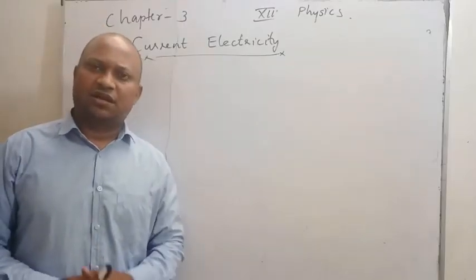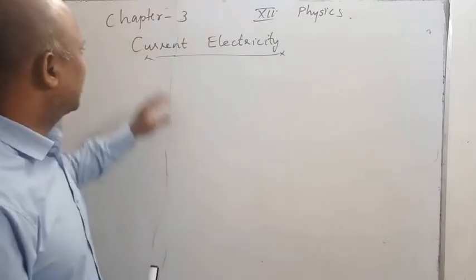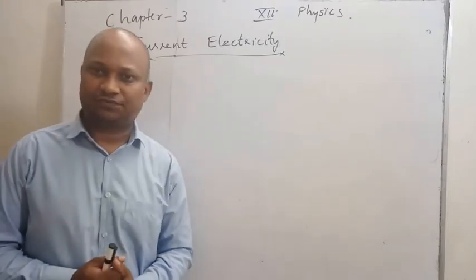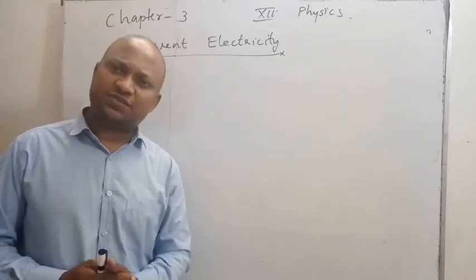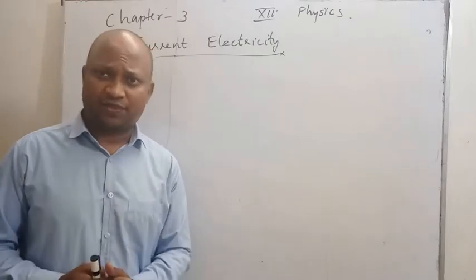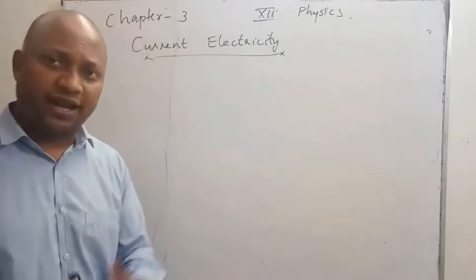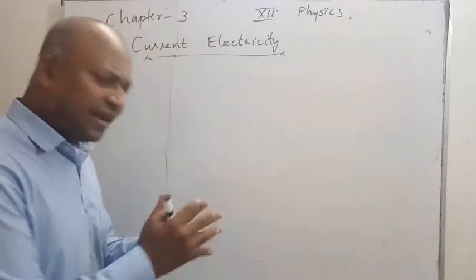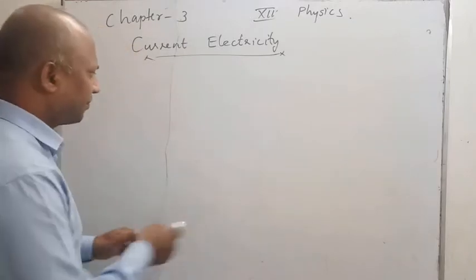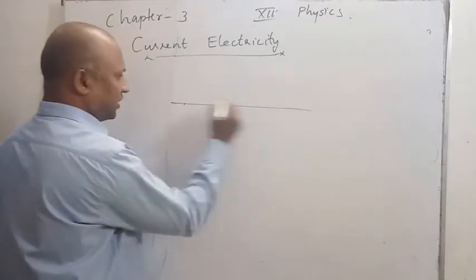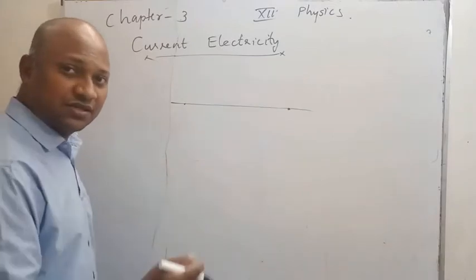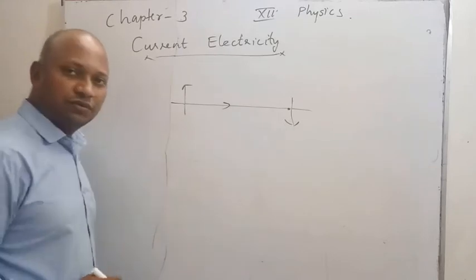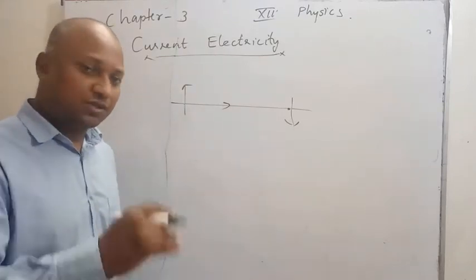Hi students, today we are going to discuss chapter 3, 12th physics, current electricity. In the last two chapters we discussed charges at rest, but from this chapter onwards we'll be dealing with charge in motion. Mainly, what causes the charge to move? That concept we have already learned, that is potential difference. If there is a higher potential here and a lower potential there, then the positive charges will flow from higher to lower.